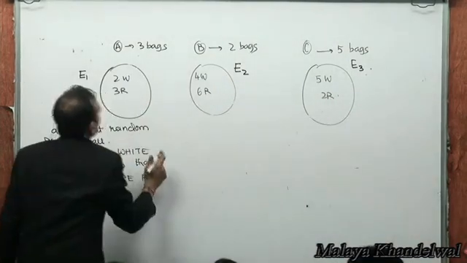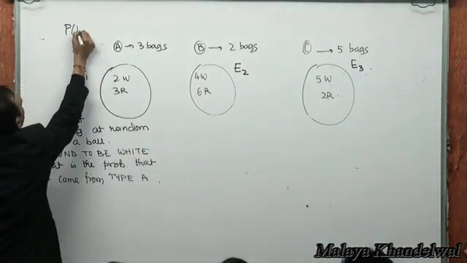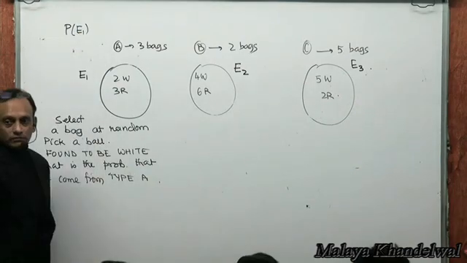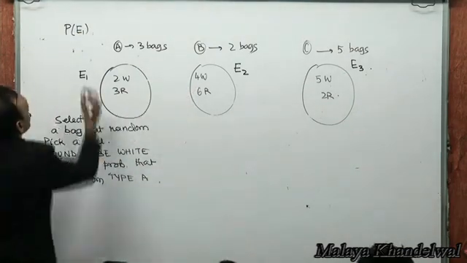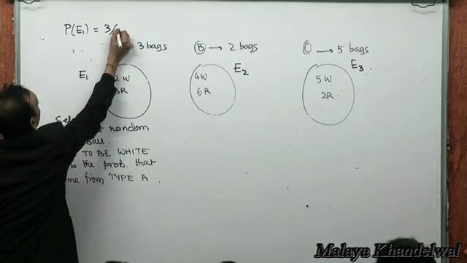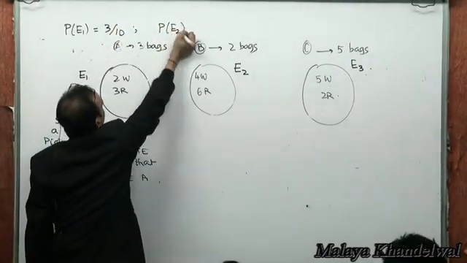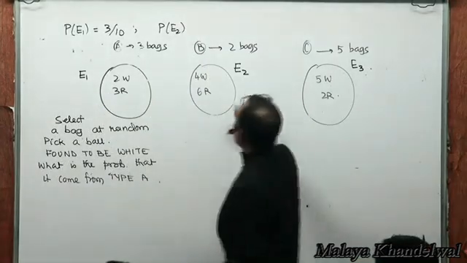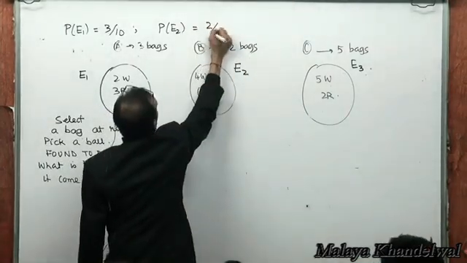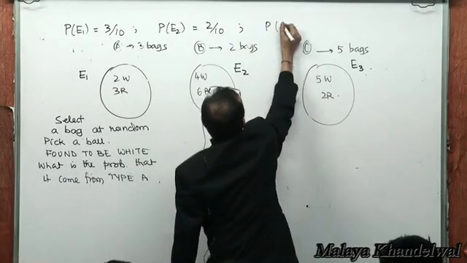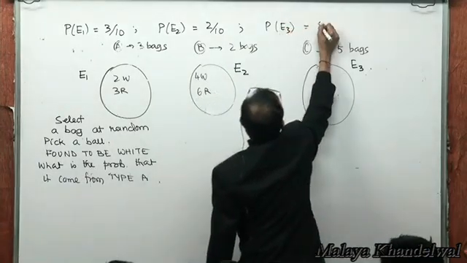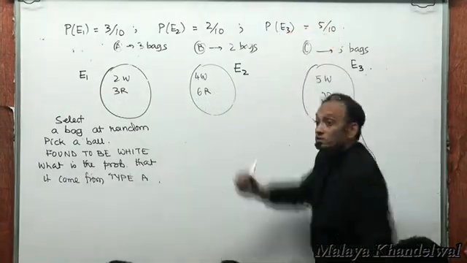Then, what is the probability of E1? Just picking up a type A bag, 3 by 10, right? What's the probability of E2? 2 by 10. What's the probability of E3? 5 by 10. These are the causes.